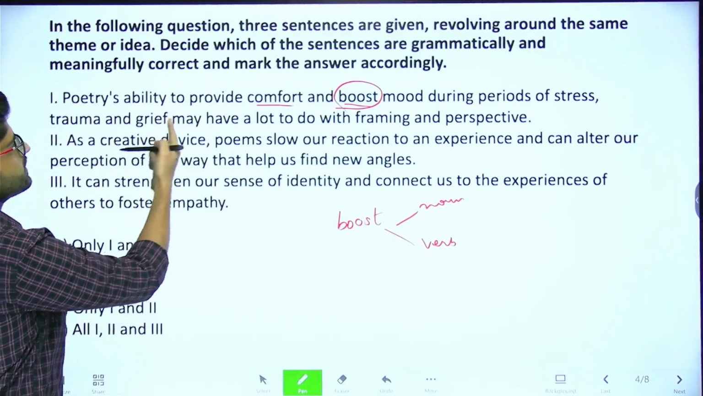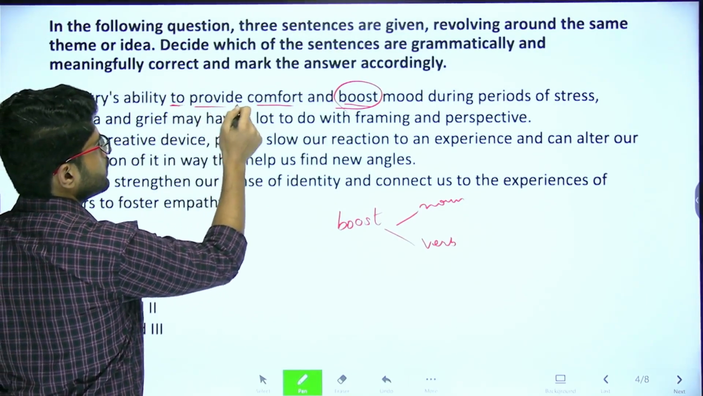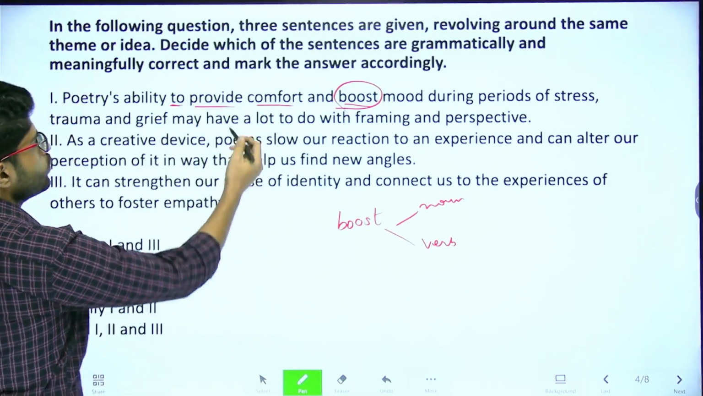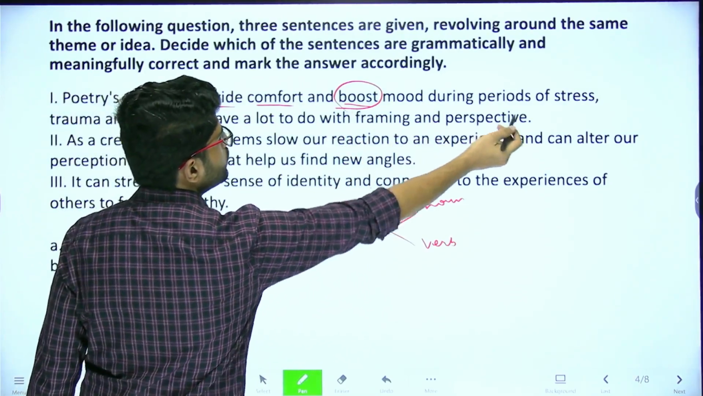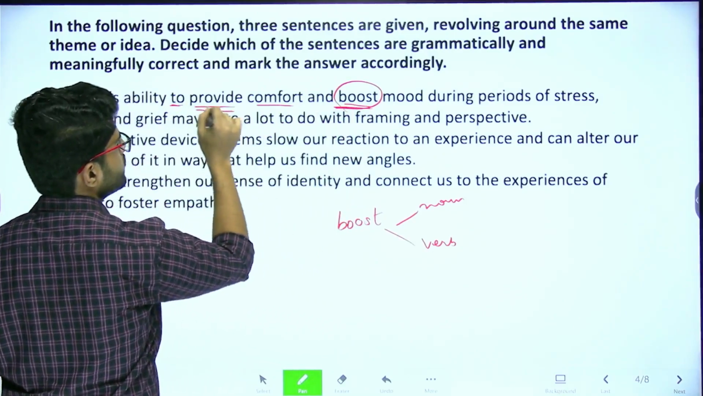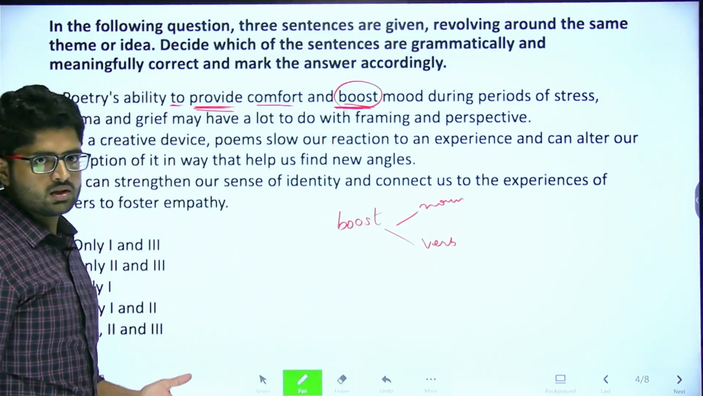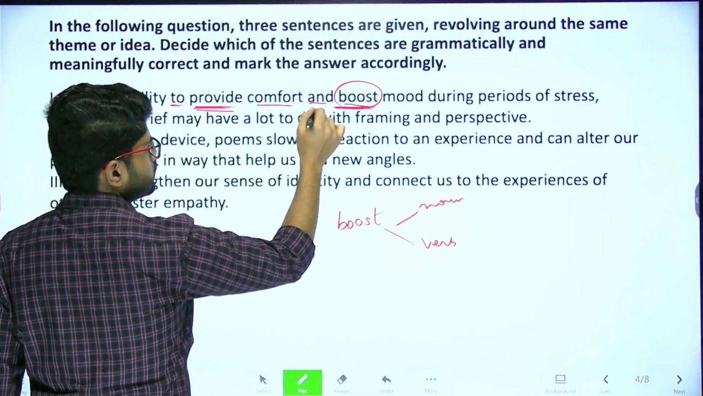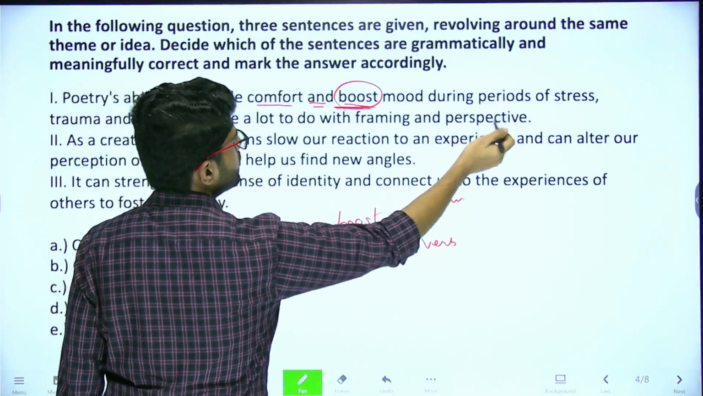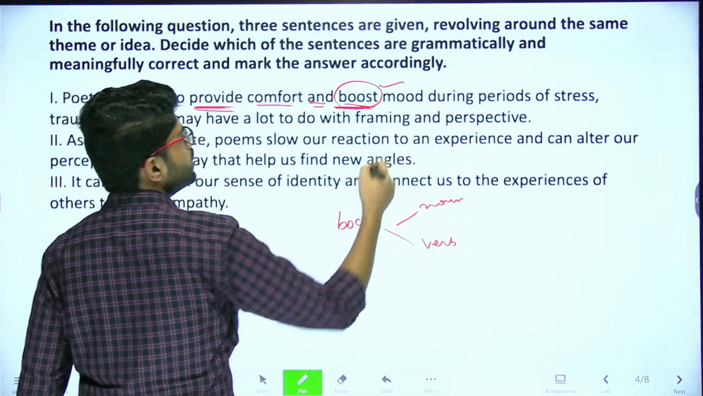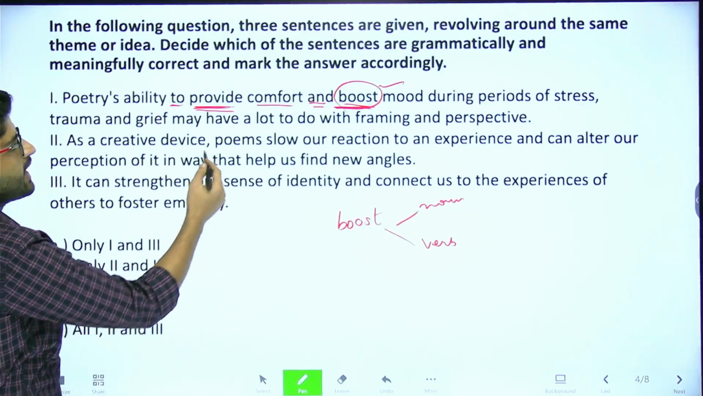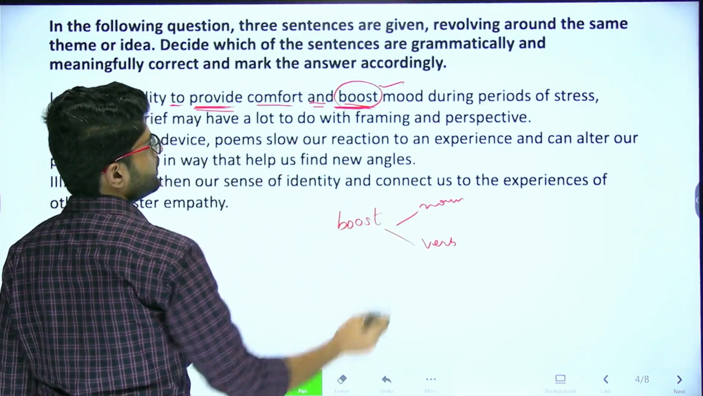So poetry's ability to provide, infinitive construction, to plus verb. So to के बाद base form verb होनी चाहिए. To provide comfort and boost mood during. So to, ये दोनों verbs जो है they should be parallel in form. क्यों? क्योंकि बीच में क्या आ रहा है? And, ठीक है. So poetry's ability to provide comfort and boost mood during periods of stress. तो यहाँ पर boost correct है.